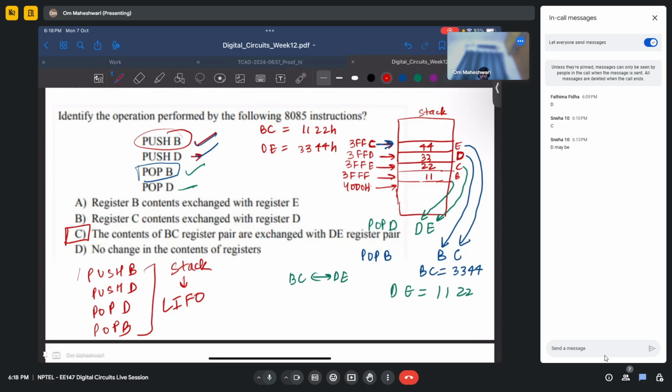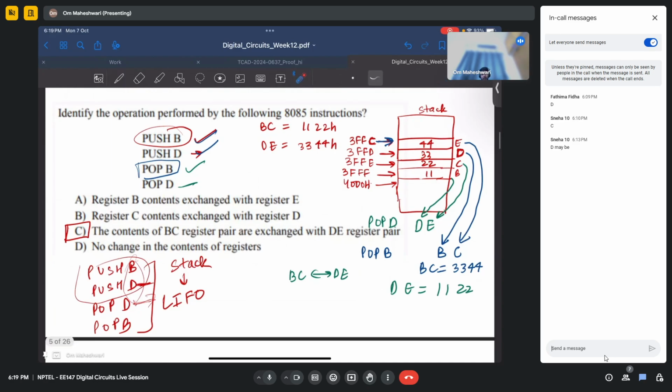So D came into the stack last, but D will get out first, if you want to preserve the value of these register pairs. Otherwise, these exchanges will happen if you do not follow the last in first out rule.